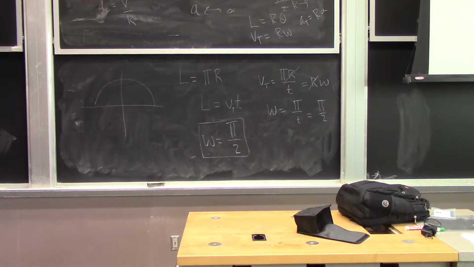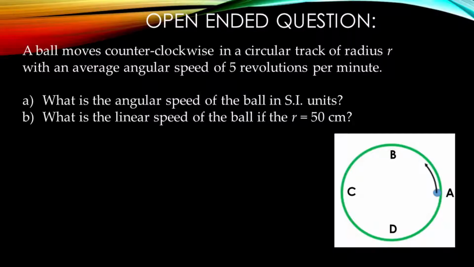All right, so let's move on to the next one. All right, so now what we're asked is, this one says a ball moves counterclockwise in a circular track of radius r, with an average angular speed of 5 revolutions per minute. What is the angular speed of the ball in SI units? That is, what is it in radians per second? And what is the linear speed of the ball if the radius is 50 centimeters? So go ahead and take a look at this one, and we'll talk about it.